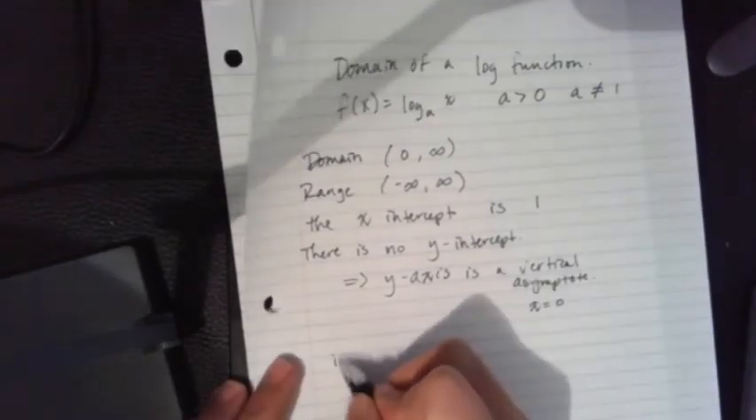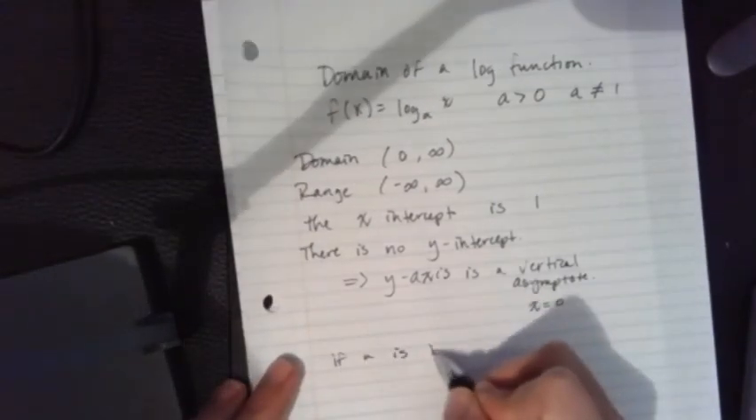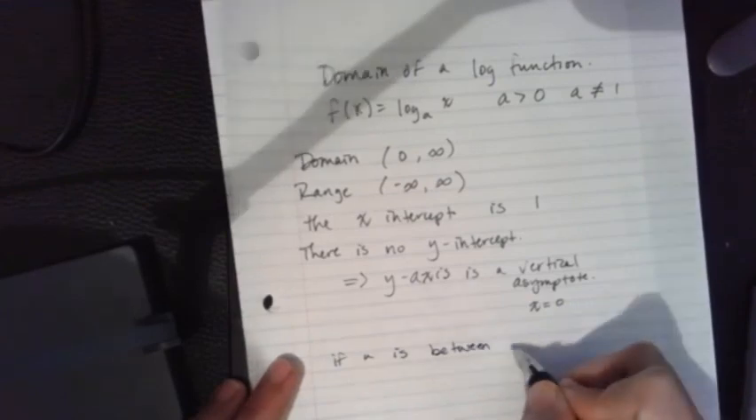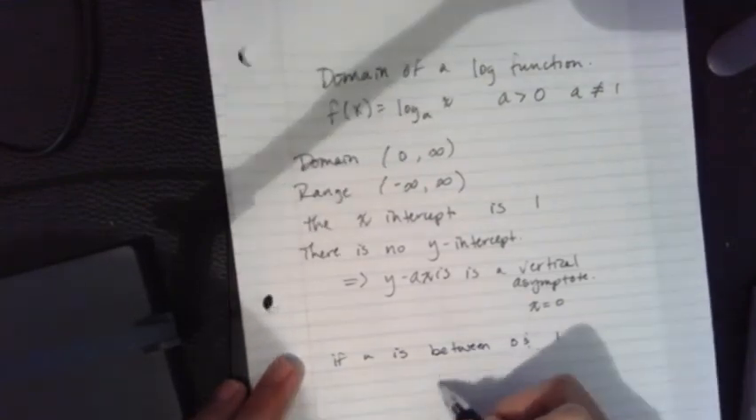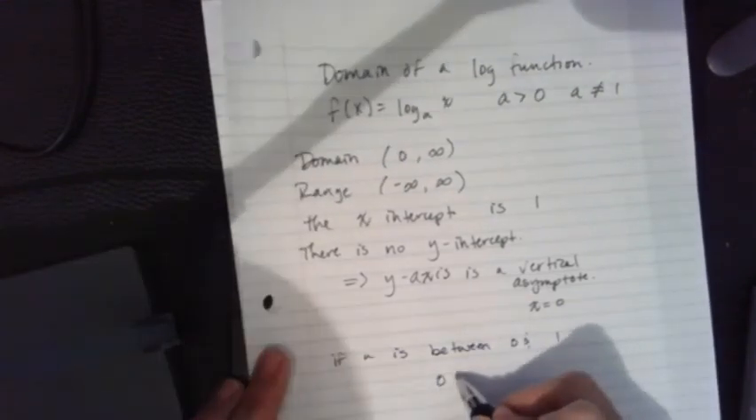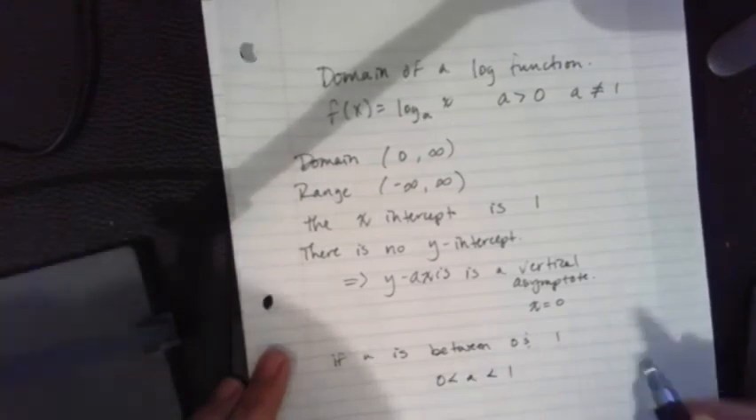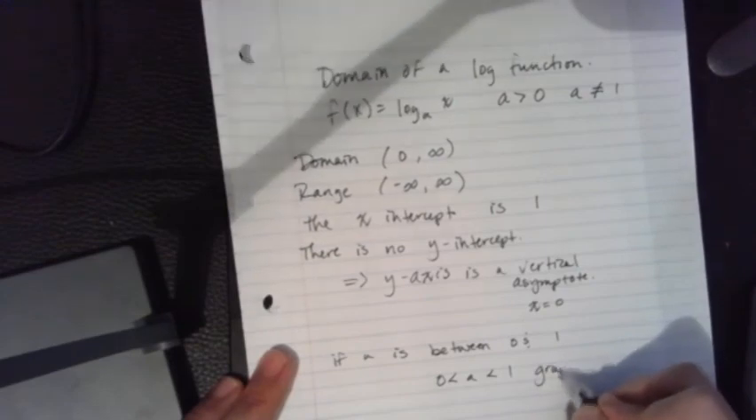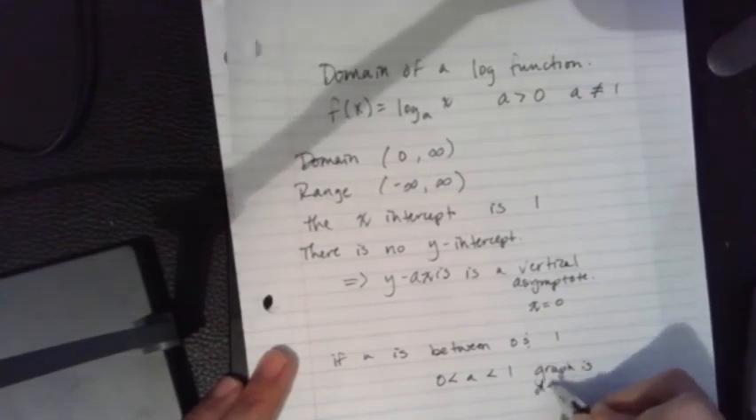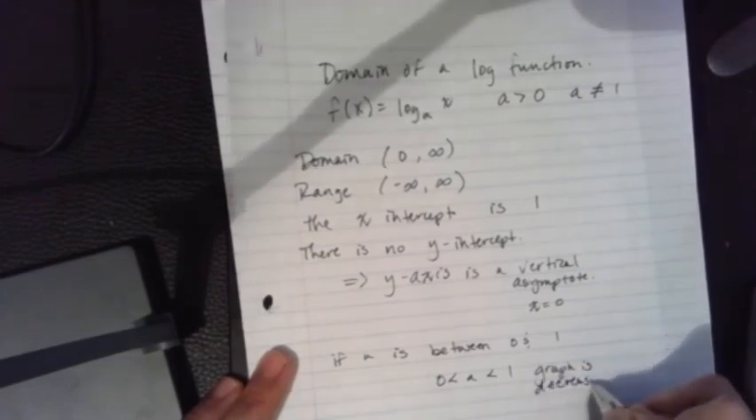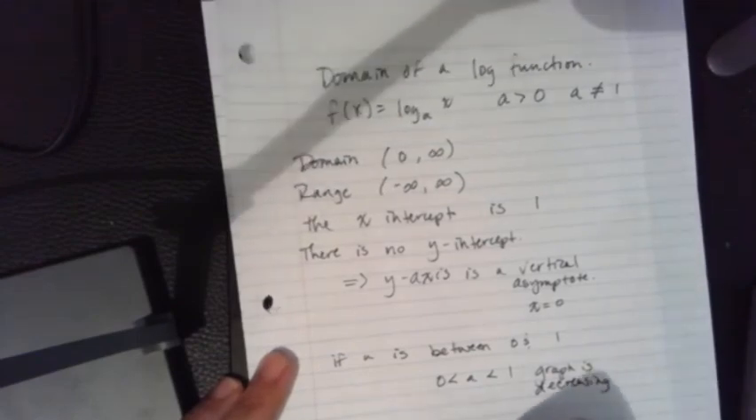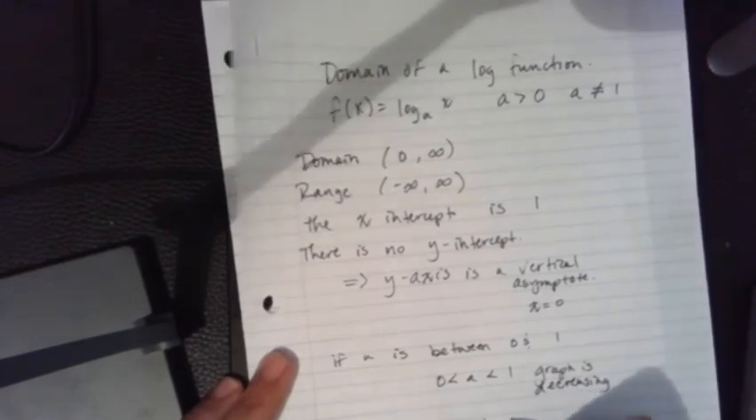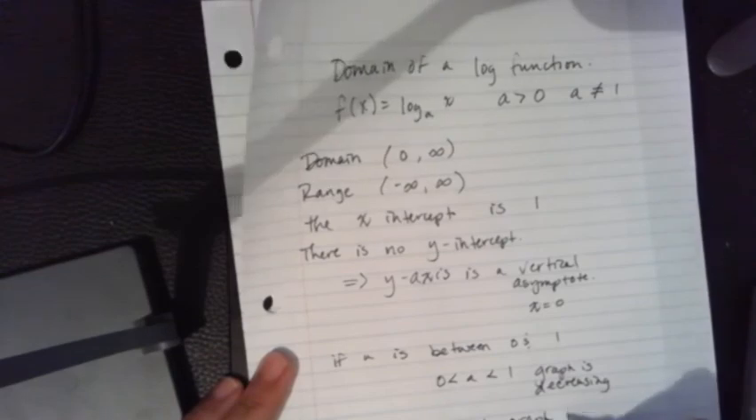So if A is between 0 and 1, meaning 0 less than A less than 1, the graph is decreasing. If A is greater than 1, graph is increasing.